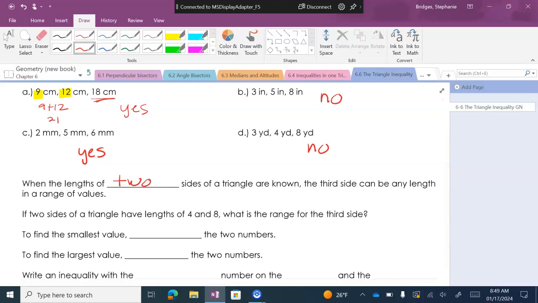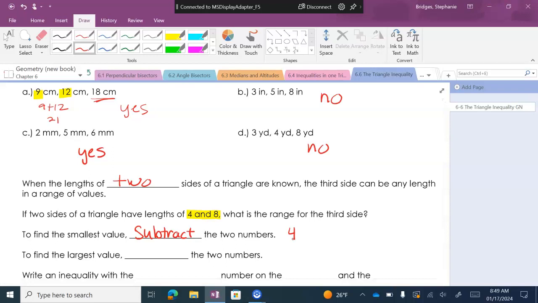Is everybody ready? Okay. To find the smallest value, the smallest thing it could possibly be, we are going to subtract the two numbers. Okay, we're talking about the two numbers they gave us in this example. Okay, what do I get when I subtract those? I get 4, right? Always do the bigger minus the smaller.